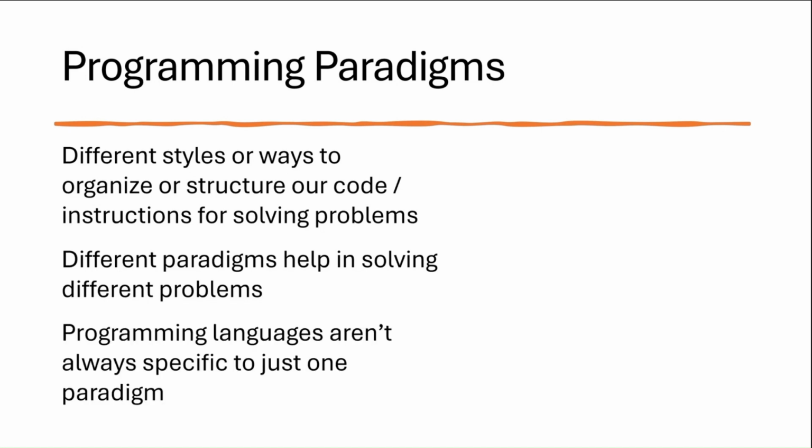The programming languages aren't always specific to just one paradigm. For example, if there is a language which was supposed to follow a specific programming paradigm, and later some features were added so that it can also support other styles of structuring the code, then it means that it can support that paradigm as well, right? So that's why programming languages are not strictly specific to just one paradigm, right?